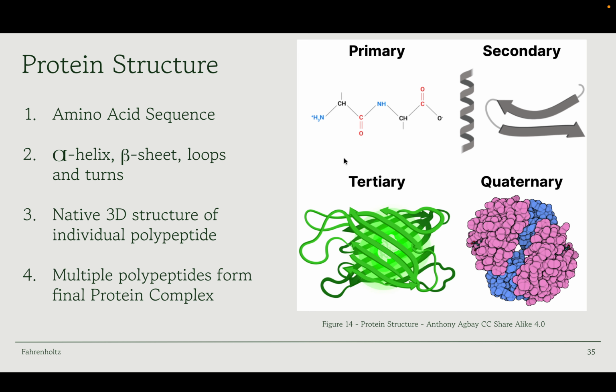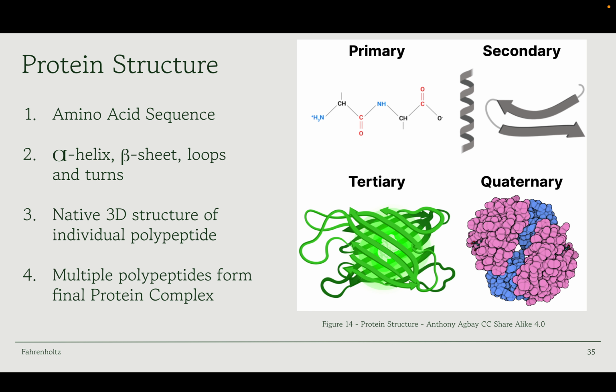The order of amino acids forms what's called the primary structure of proteins. Hydrogen bonds between hydrogens and the oxygen and nitrogen containing groups can form secondary structures like alpha helixes or beta sheets, also loops and turns like we saw on the mRNA earlier. These structures move into tertiary structures that are stabilized by side chains, objects like ionic bonds, disulfide bridges, and then hydrophobic interaction.